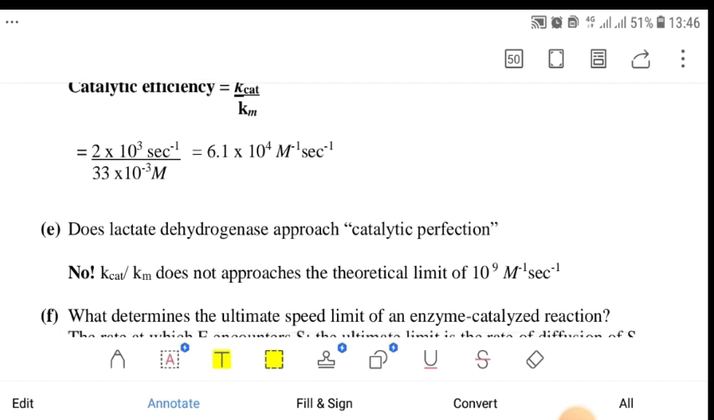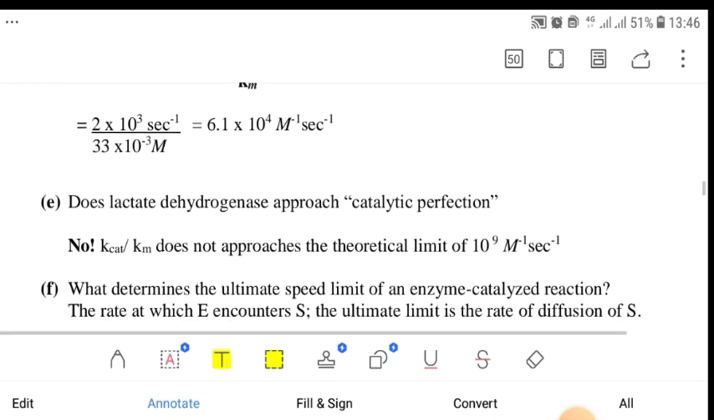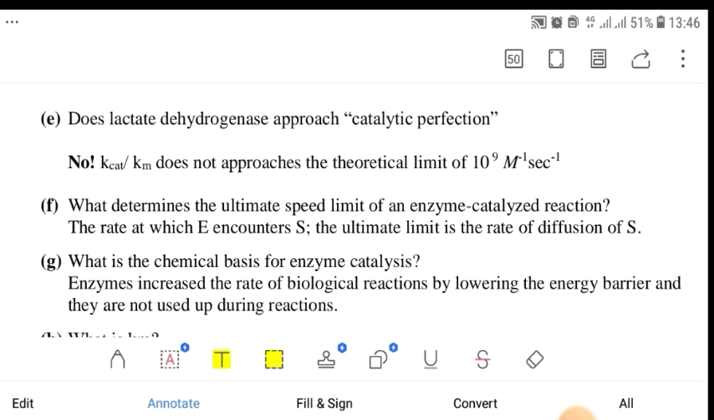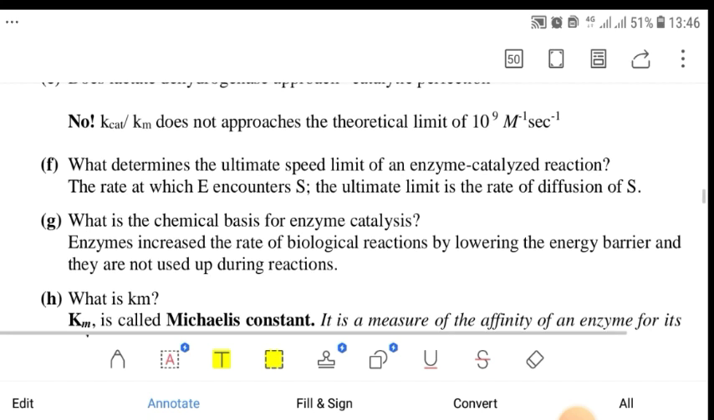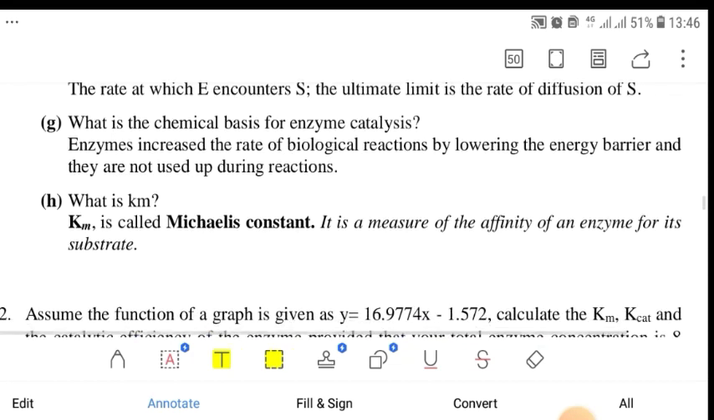So the question is, does your lactate enzyme approach catalytic perfection? You'll be able to know that because I've given you notes for your catalytic perfection. Your enzyme must be in the range of 10 raised to power 8 to 10 raised to power 9 molar per second. So these are things you need to look at. I think the other ones are very, very easy for you. The E there stands for enzyme, the S stands for substrate. Don't forget, just go through it, you'll be able to get it.